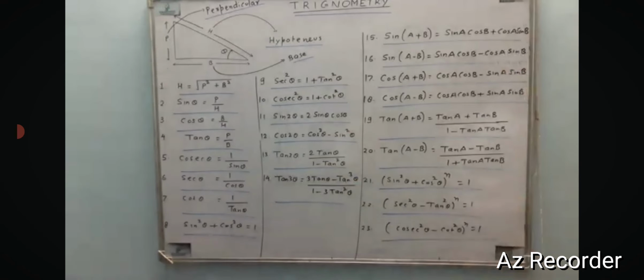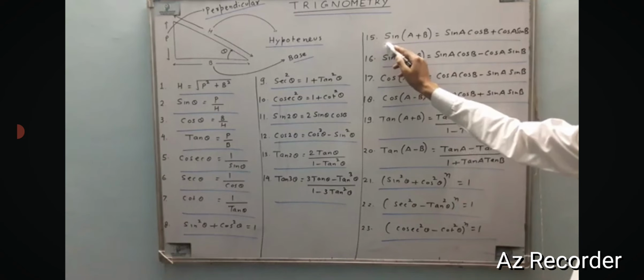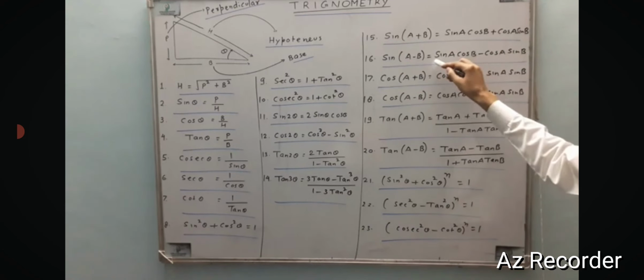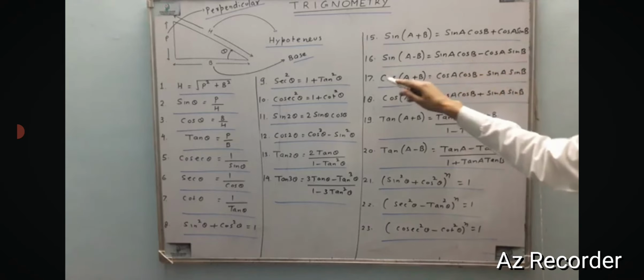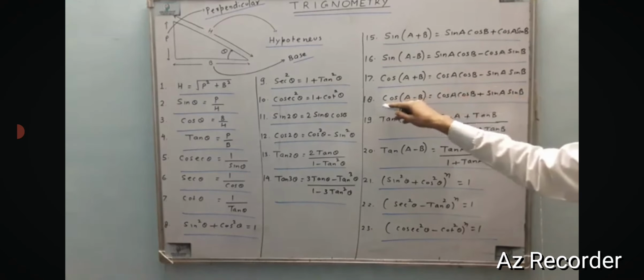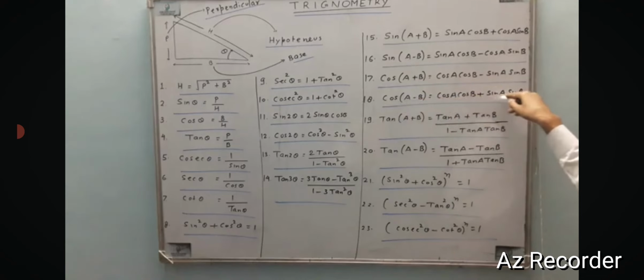Let's discuss some easy rules. 15th rule is sin of a plus b is sin a cos b plus cos a sin b. 16th is sin of a minus b is sin a cos b minus cos a sin b. 17th is cos of a plus b is cos a cos b minus sin a sin b. 18th is cos of a minus b is cos a cos b plus sin a sin b.